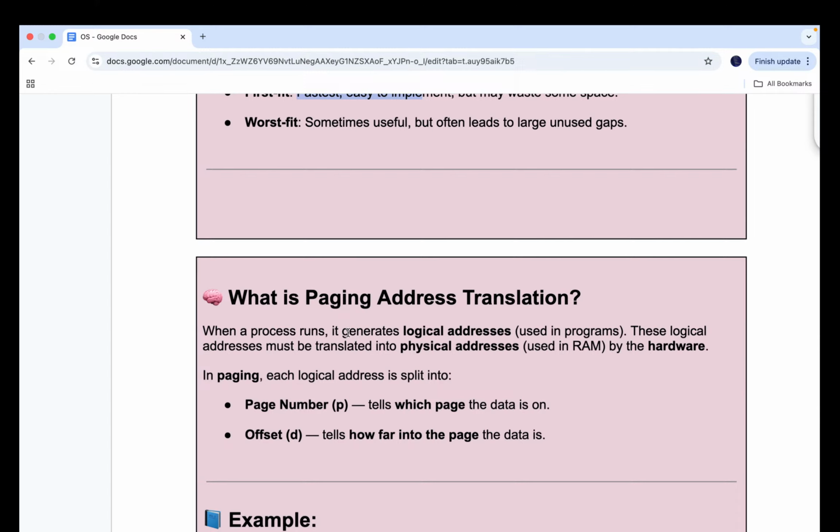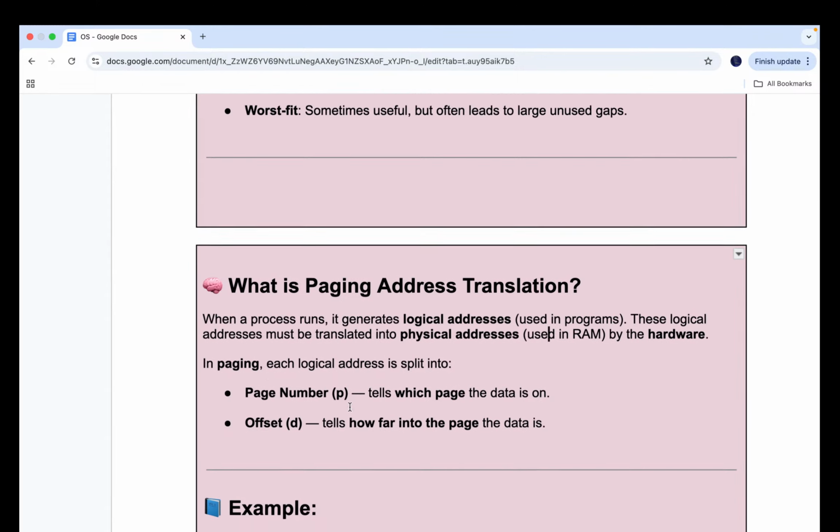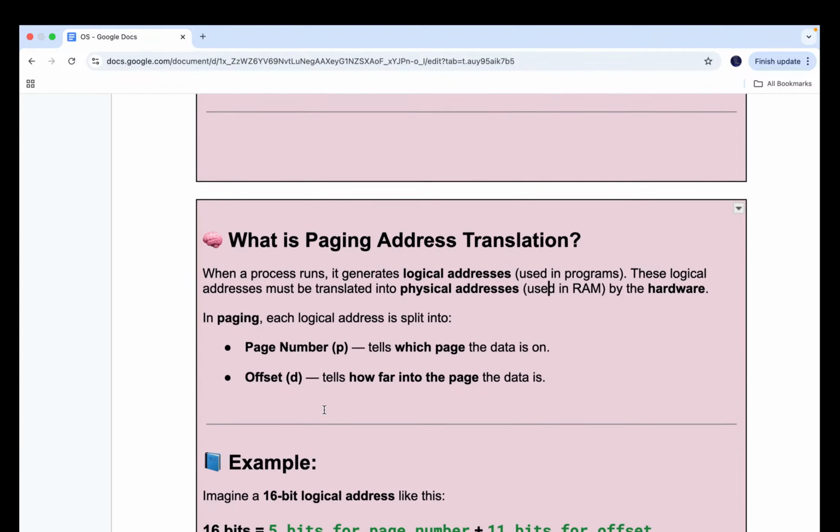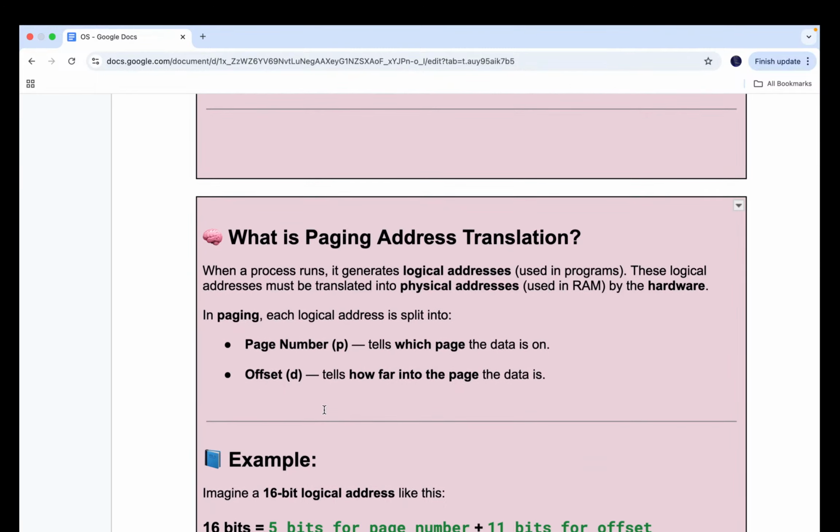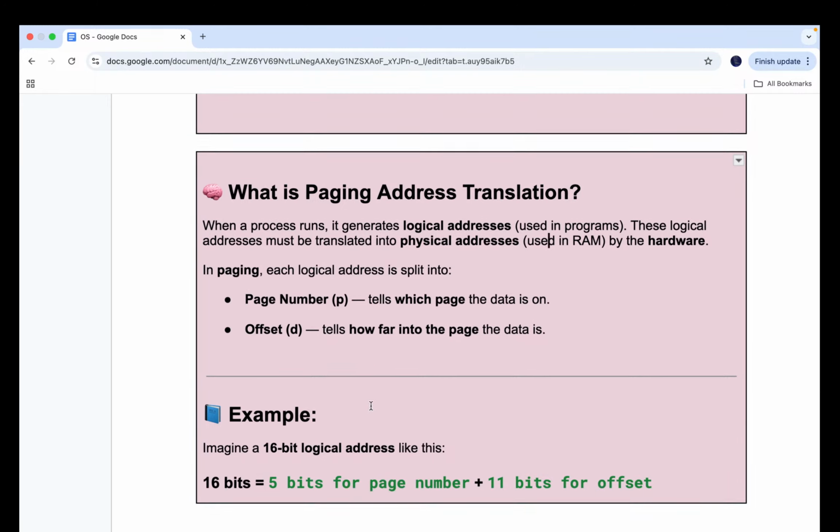When a process runs, it generates logical addresses used in the program. These logical addresses must be translated into physical addresses used by RAM by the hardware. In paging, each logical address is split into a page number and an offset. This tells which page the data is on, and how far into the page the data is.